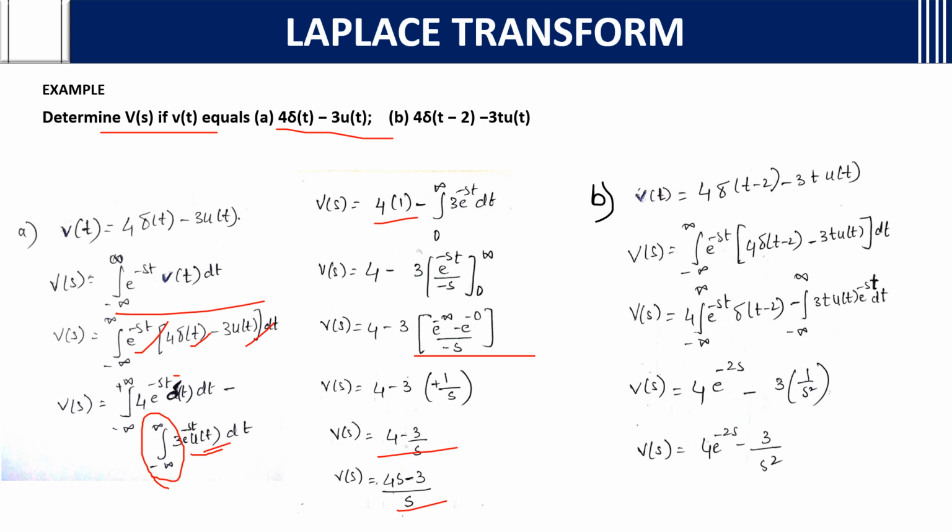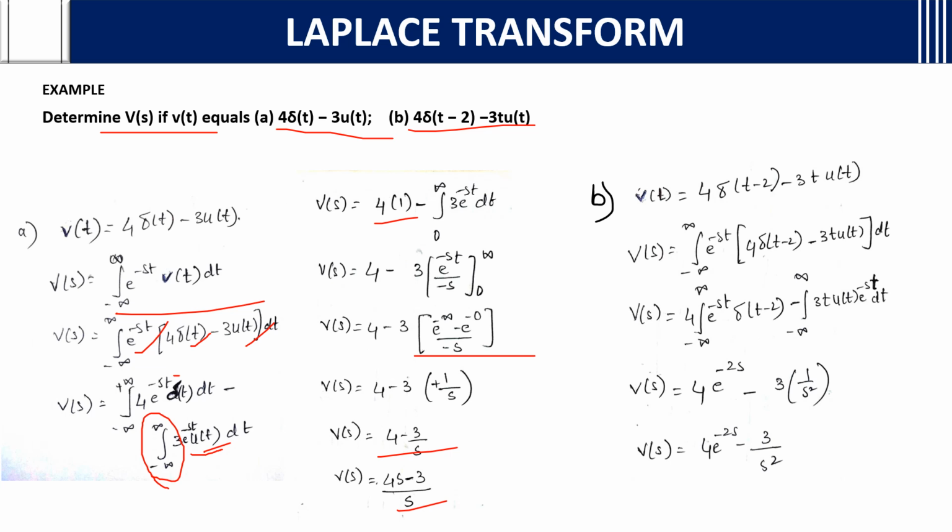Then the next question is v of t is 4 delta of t minus 2 minus 3 t u of t. It is the same procedure, but here delta of t minus 2 is there. Here what we should do is substitute t minus 2 equal to 0. So at t equals 2 there is a delta function, so in the place of t you need to write 2. So the Laplace transform of this will become 4 into e power minus 2s.